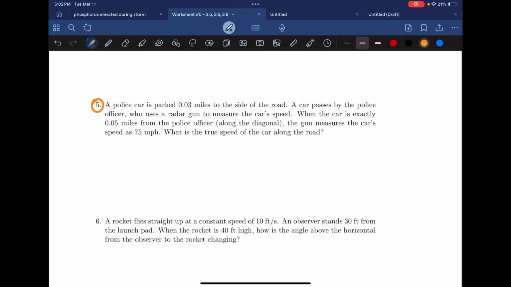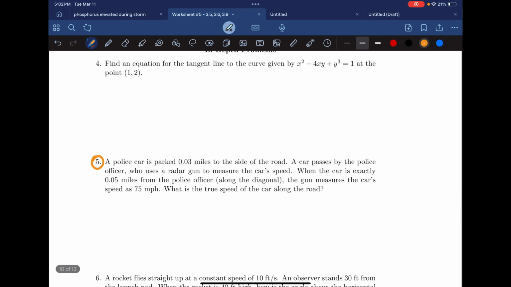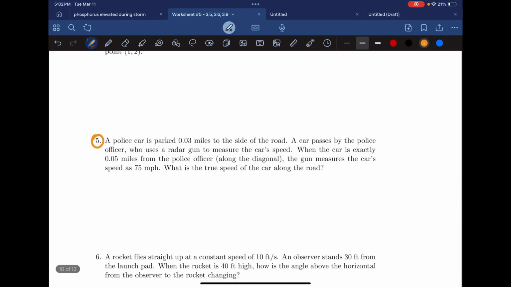All right, so question number 5, which is the first one that we didn't go over in class, is going to be: a police car is parked 0.3 miles to the side of the road. A car passes by the police officer. He uses a radar gun to measure the car's speed. When the car is exactly 0.05 miles from the police officer along the diagonal, the gun measures the car's speed is 75 miles an hour. What is the true speed of the car along the road?